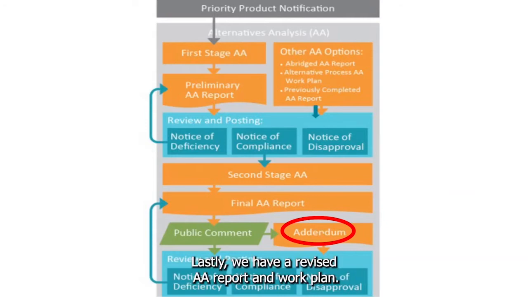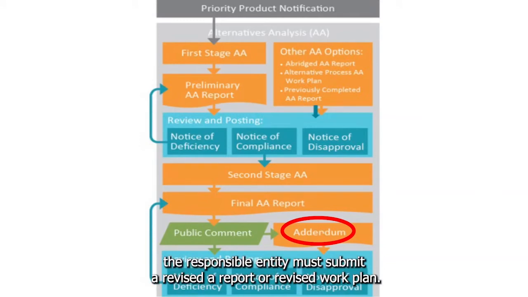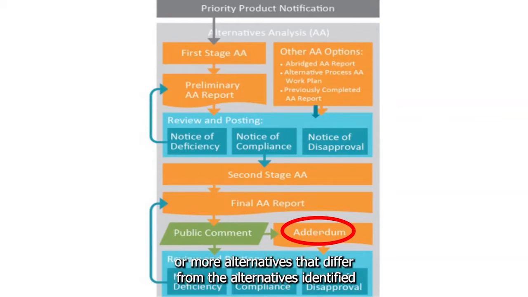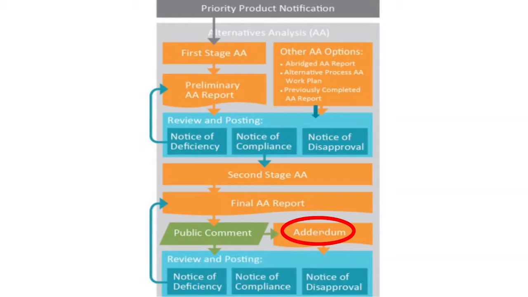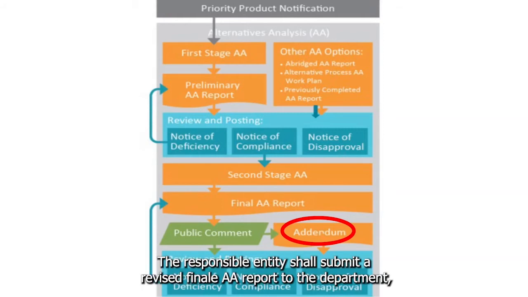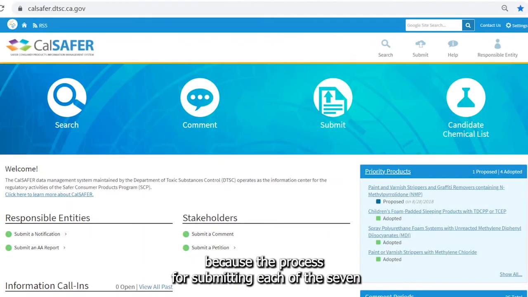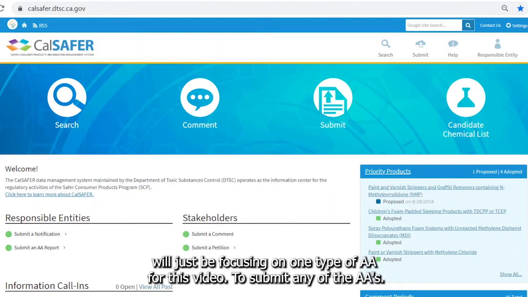Lastly, we have a revised AA report and a work plan. If the department issues a notice of deficiency, the responsible entity must submit a revised AA report or revised work plan. If after submitting the final AA report, the responsible entity selects one or more alternatives that differ from the alternatives identified as the selected alternatives in the final AA report, the responsible entity shall submit a revised final AA report to the department. Because the process for submitting each of the 7 AAs in CalSAFER is the same, I will just be focusing on one type of AA for this video.